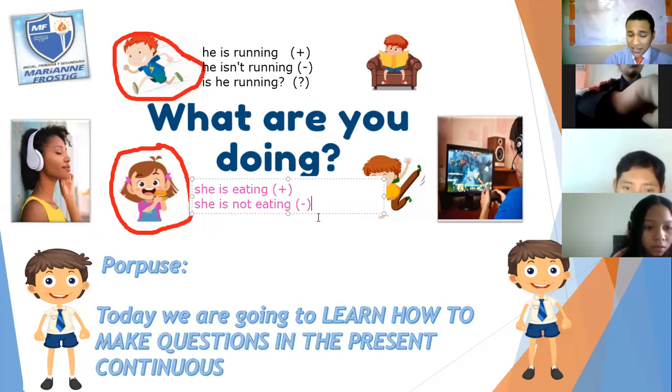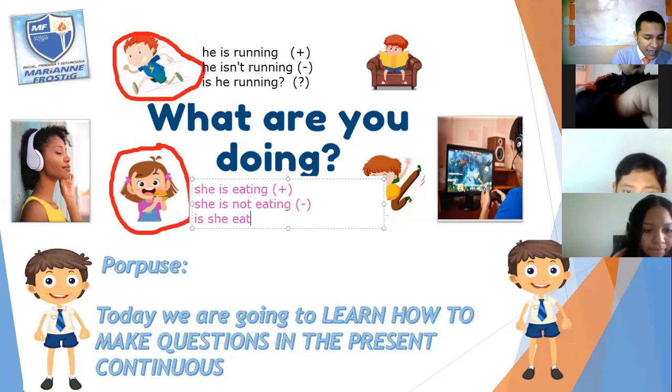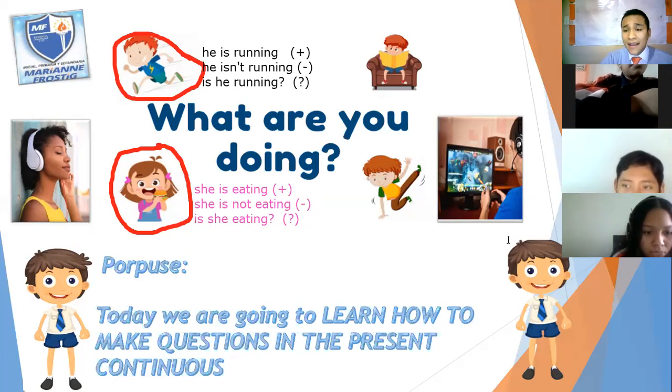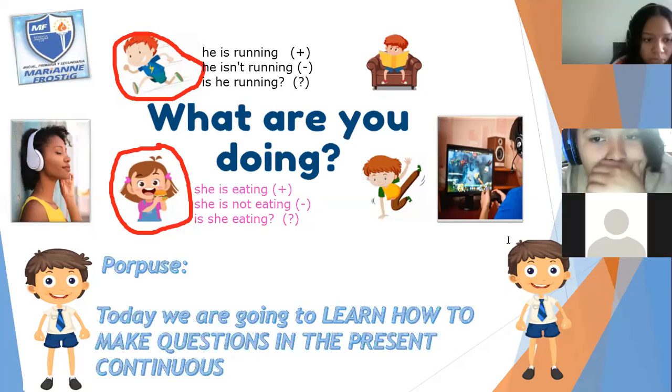Okay. Thank you. Now, tell me in question, Mauricio, in question. Excellent, Mauricio. Thank you. Is she? Very good. Thank you, Mauricio. Thank you so much. Okay. So, Melina, Mauricio, Iris, Stephanie, Leslie, we remember the present continuous.